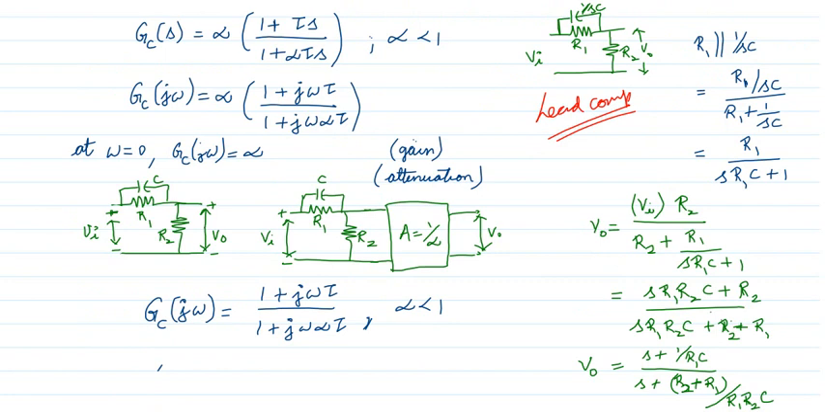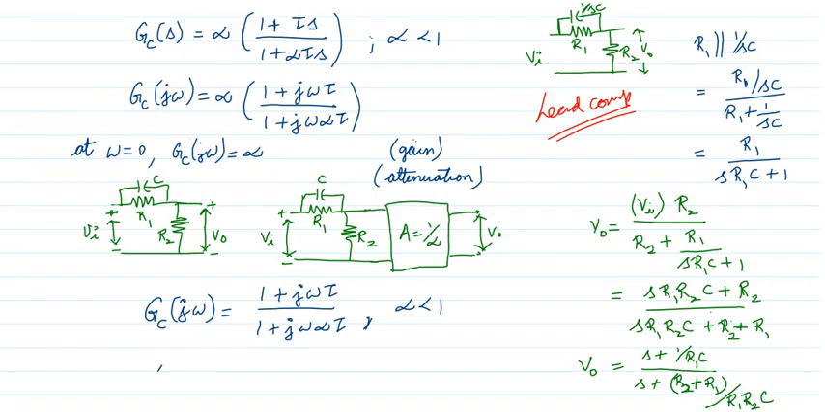Now again, I have mentioned what GC of S is, right? I am going to write it in the frequency domain. In the frequency domain, I replace S with j omega. This S is j omega. So this is the frequency domain response, or sinusoidal transfer function.